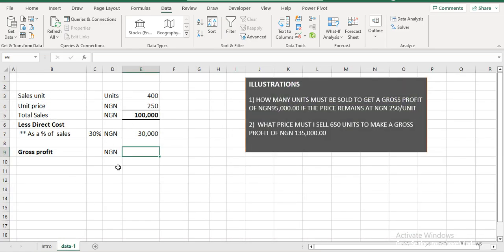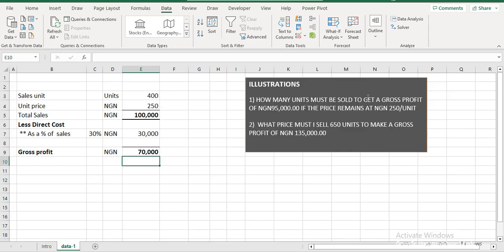Now we have this data here saying the unit sold of a product is 400 and the unit selling price is 250 Nigerian Naira. That means the total sales is simply unit sold times unit price, which is 100,000. Now the direct cost as a percentage of sales is 30%. So here what I've just done is take 30% of the sales. Now gross profit certainly is this less the direct cost, 70,000.